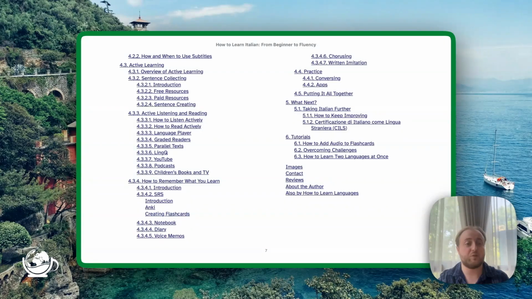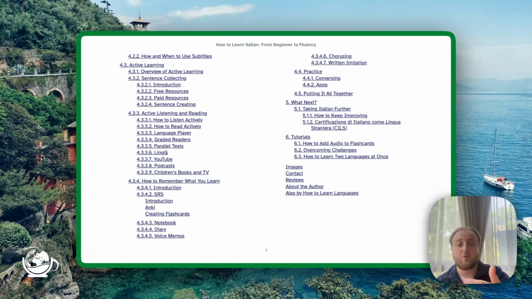So for those of you wanting to use the guide as a reference tool, we've just got a quick overview of active learning here in bullet points. But then we go into much more detail about sentence collecting on a fundamental level, and the free and paid resources you can use to do that. And then we cover active listening and reading, which, as mentioned, is a slightly more engaging way to do sentence collecting, using content Italian speakers would use, or content designed for Italian learners.